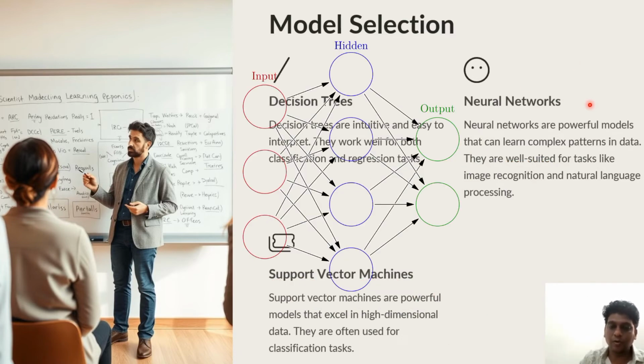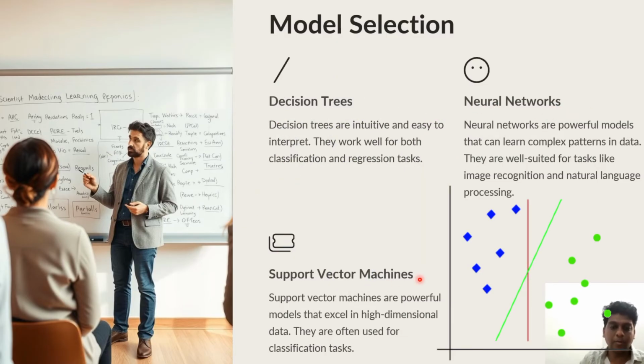Then neural net. If you want to perform with a large data set, this neural net is the best option. It mimics the human brain behavior. So it is useful for tasks such as image recognition and the NLP concept. Then SVM, support vector machine. That excels in high dimensional data. Particularly it is useful for classification tasks.